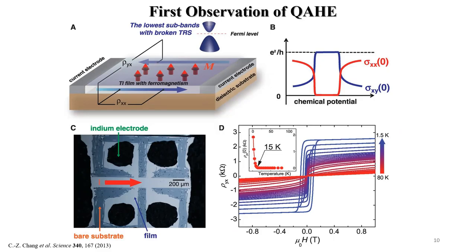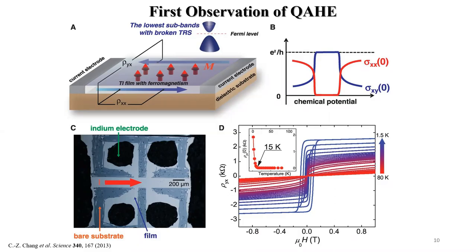So what we expect is, when we tune the chemical potential in between the surface state gap, then the Hall conductance, which is one over the resistivity, we expect to have an e squared over h value. It's a quantum value.